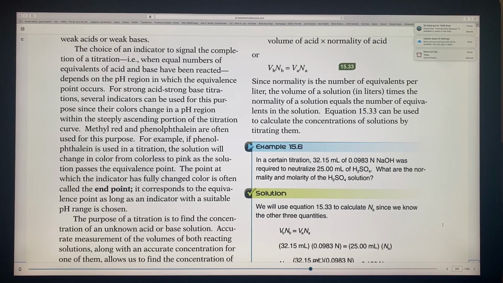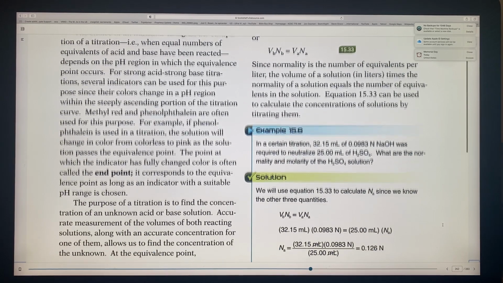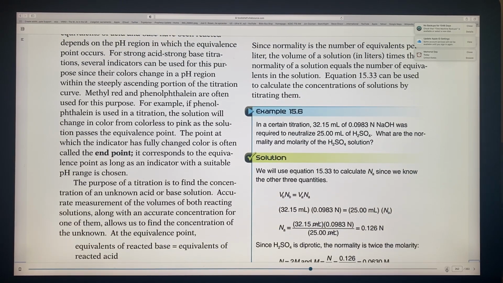The point at which an indicator has fully changed color is often called the end point, and it corresponds to the equivalence point as long as an indicator with a suitable pH range is used. You have to use an indicator that has the suitable range. Remember we looked back there at the ranges of indicators? Let's go back and look at that so you can see what I'm talking about.